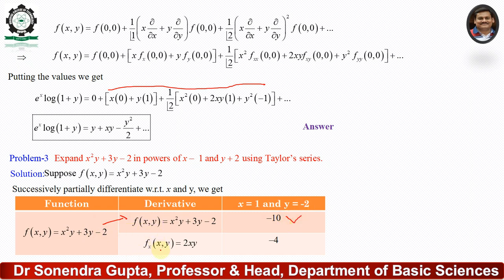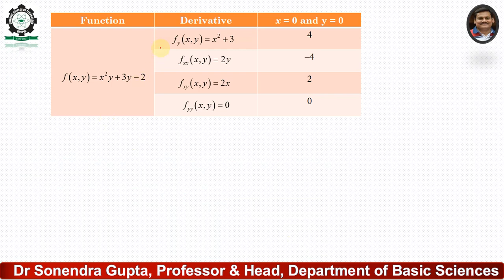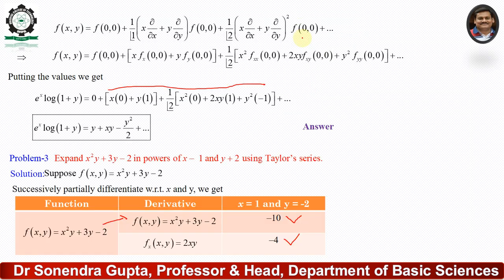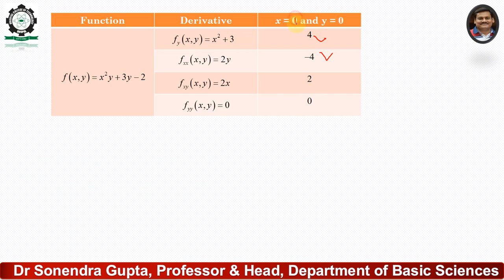Now we differentiate with respect to x, that means 2xy, then we get the value minus 4. Similarly, we differentiate with respect to y, then we get 4, and similarly differentiating again with respect to x, we get 2 times x, so this is 1 and this is minus 2. Then we get minus 4, fxy is equal to 2x, that means 1 into 2, that means 2, and fyy of xy equal to 0.